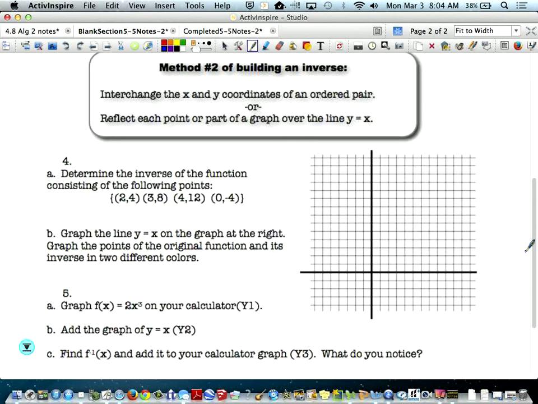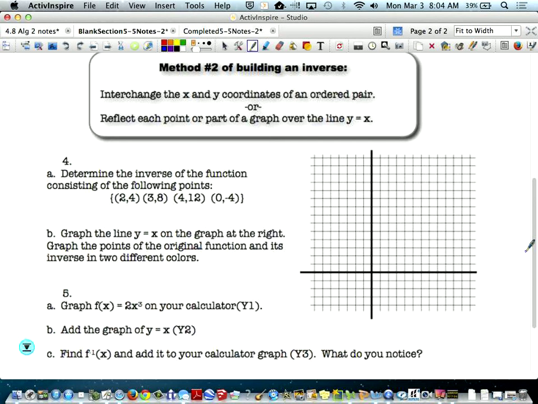Method 2 of building an inverse. Interchange the x and y coordinates of an ordered pair, reflect each point over the graph y equals x. Okay. Sometimes we don't know what the equation is, all we have is a picture of the graph. And literally all you do is flip-flop x's and y's. So determine the inverse of the function consisting of the following points.